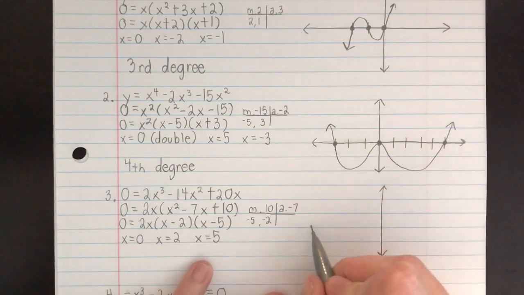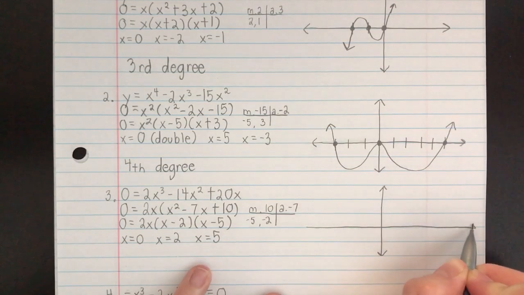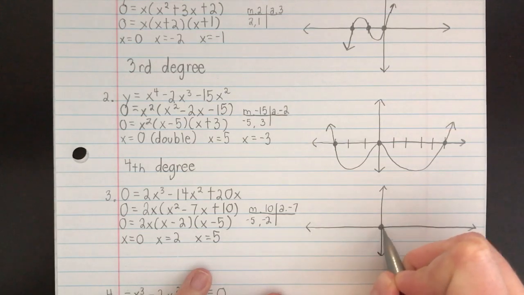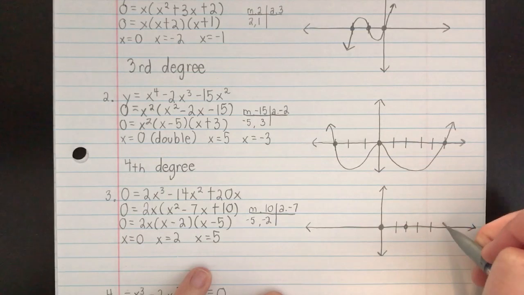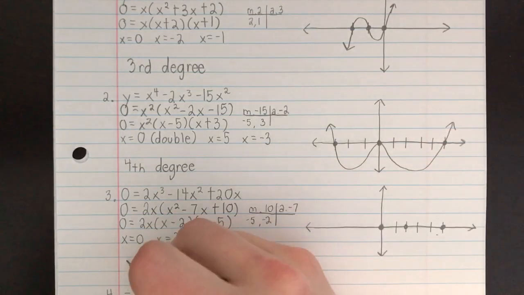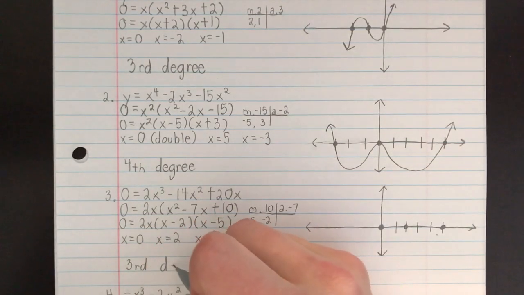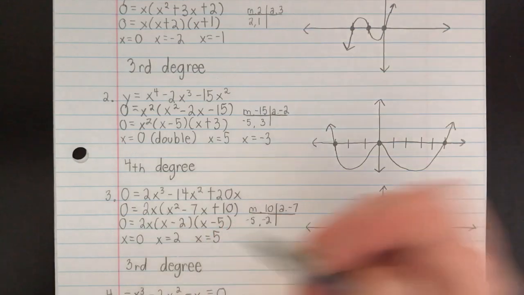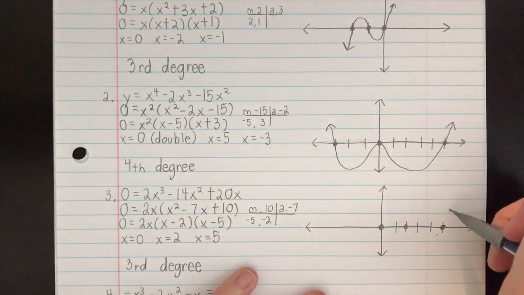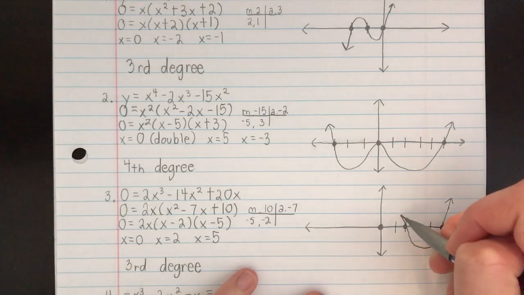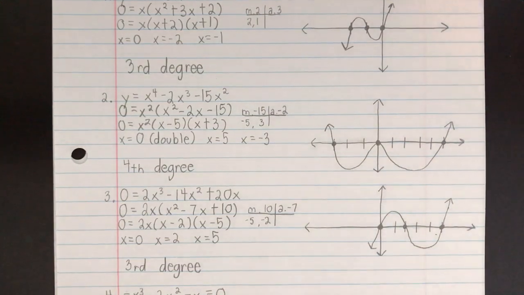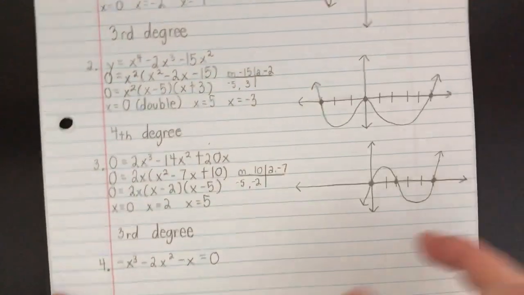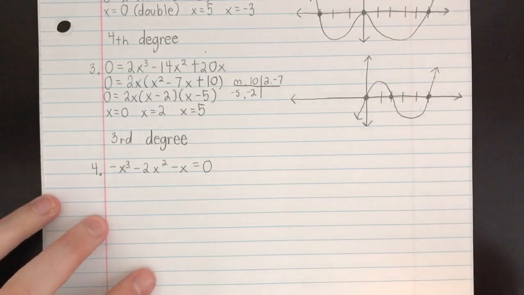So let's see, we've got 0, 2, 3, 4, 5. Okay, so this is third degree, and that means arrows in opposite directions. Lead coefficient's positive, so the right arrow's up. So it'll go up, it'll cut through, and then back down. So there's our graph.